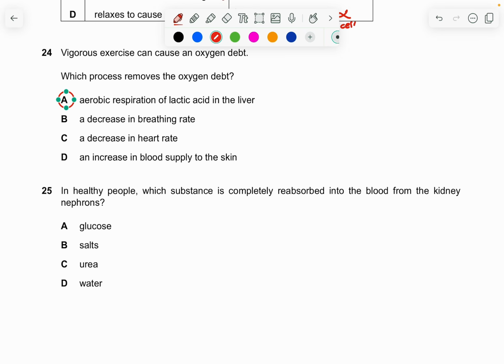Question 25. In healthy people, which substance is completely reabsorbed into the blood from the kidney nephrons? So for healthy people it is always glucose, because if you did not absorb glucose back into the body, you would have diabetes. That's a sign that you have diabetes.